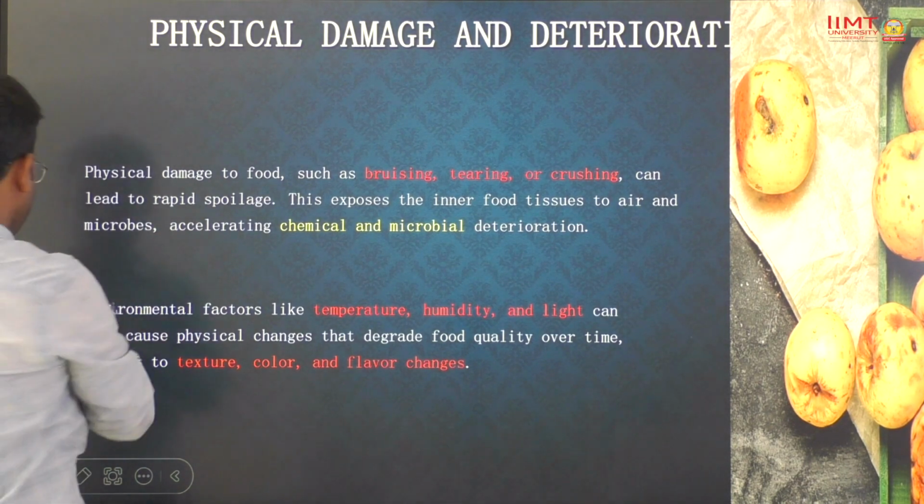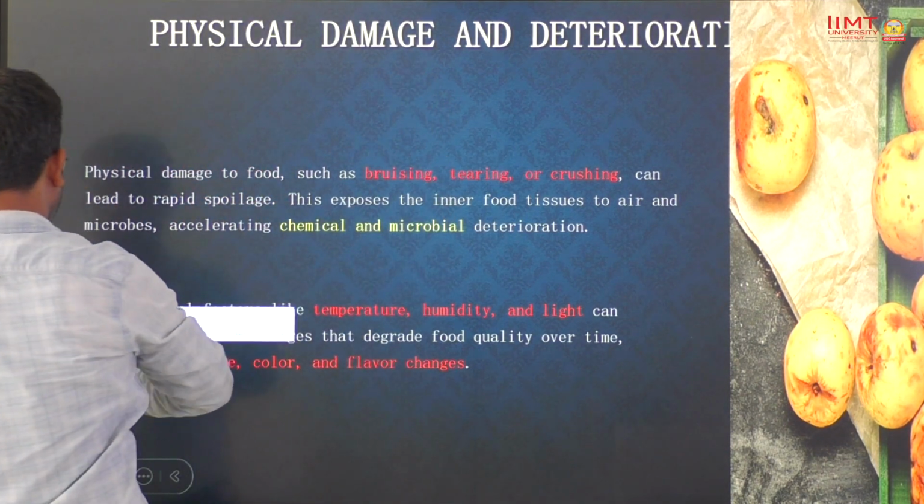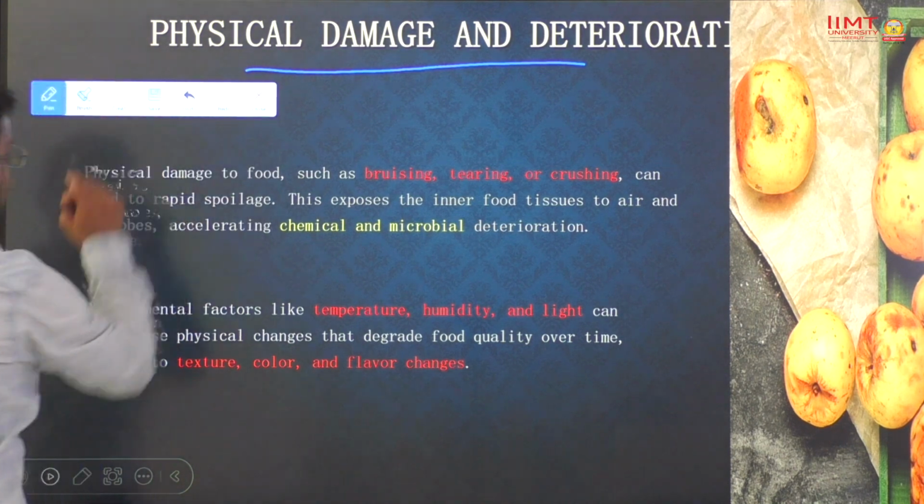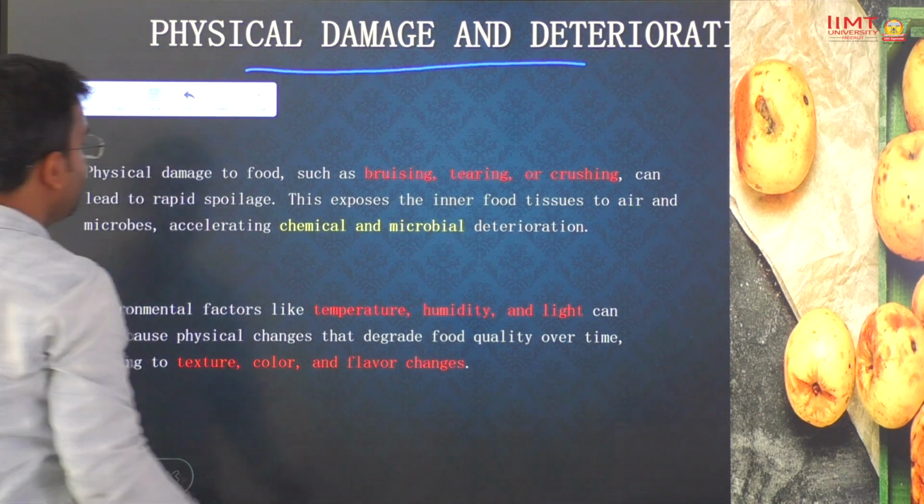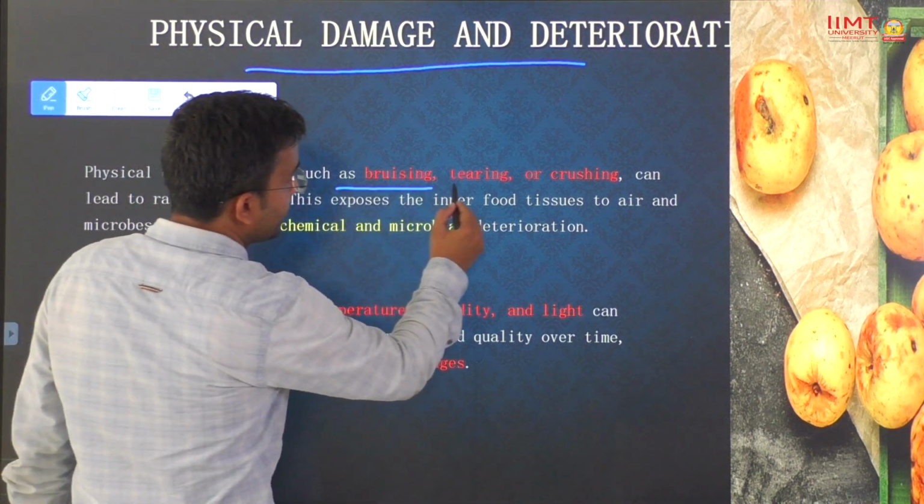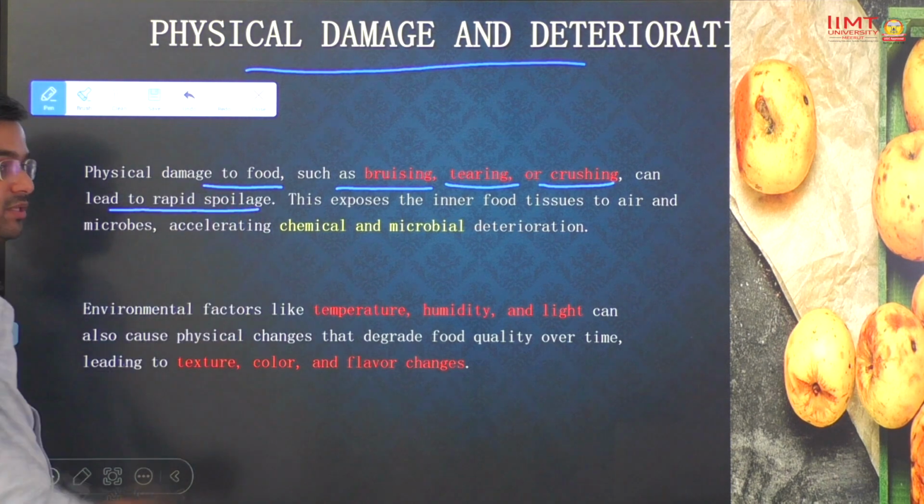After microbial, we discuss physical damage and deterioration of food items. Here we learn about physical damage to food, such as bruising, tearing and crushing, which can lead to rapid spoilage.